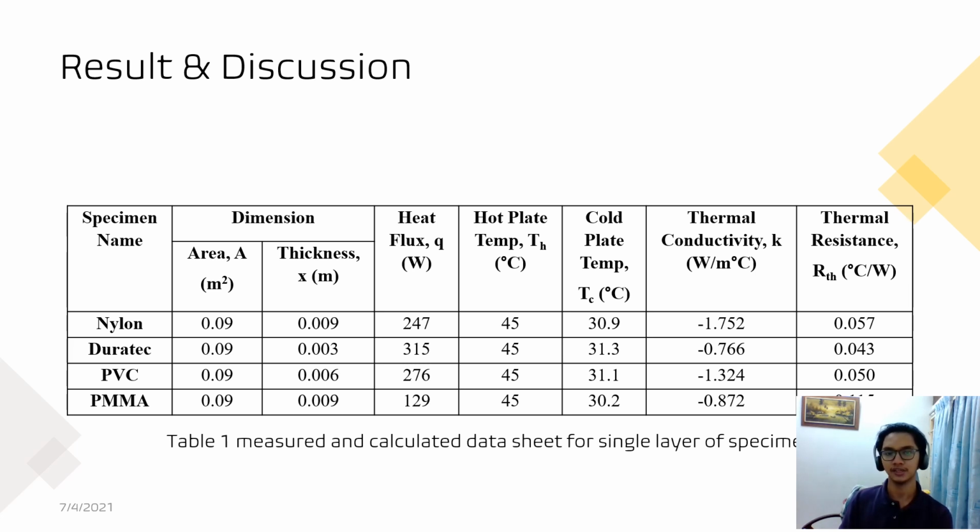meter. The heat flux is 129 watt. The cold plate temperature is 30.2 degrees Celsius. The thermal conductivity is negative 0.872 watt per meter degree Celsius, and the thermal resistance is 0.115 degrees Celsius over watt.